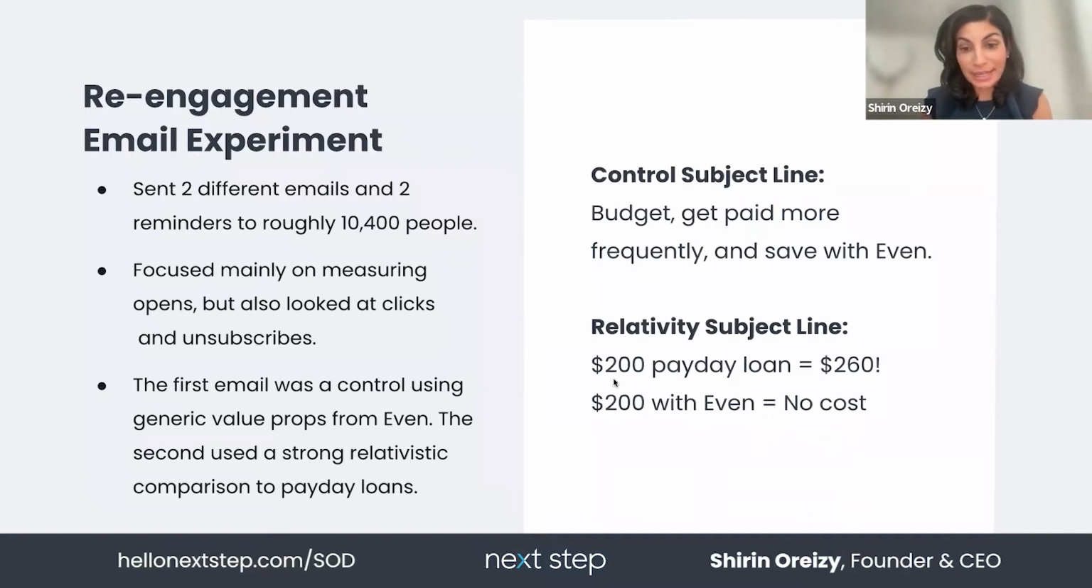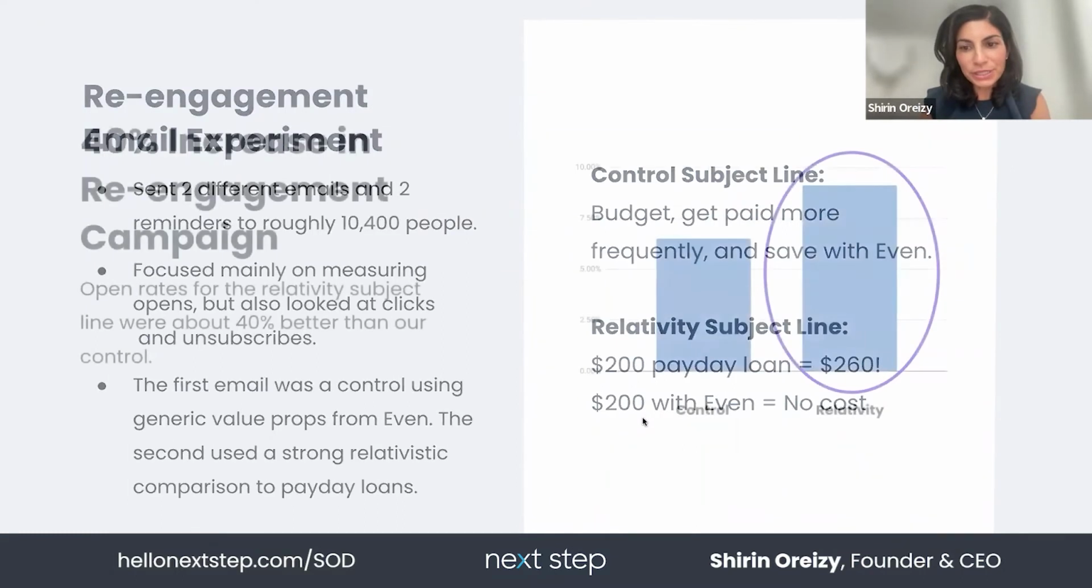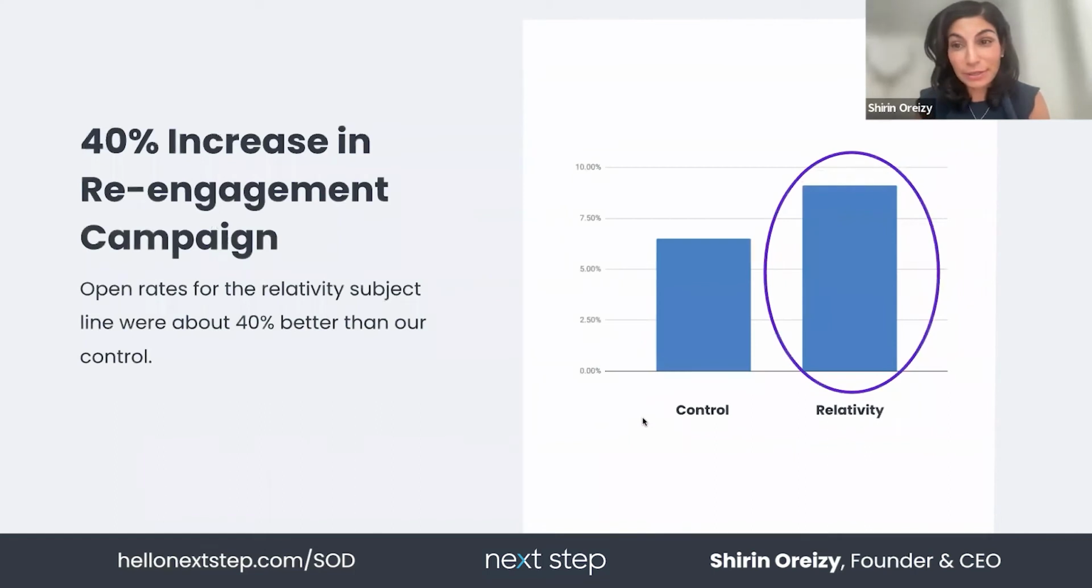So we're basically saying, hey, if you get a $200 payday loan with a payday loan provider, you're really paying $260. And in contrast, when you get $200 using this benefit that you get from your employer, it's really no cost to you. And what was really interesting was that we were able to increase re-engagement in their campaign and get people reinterested in their solution by about 40% with this very simple text update that we did in their emails.